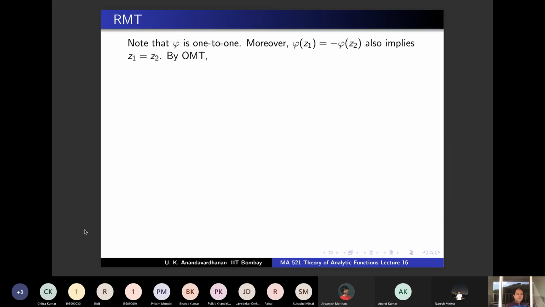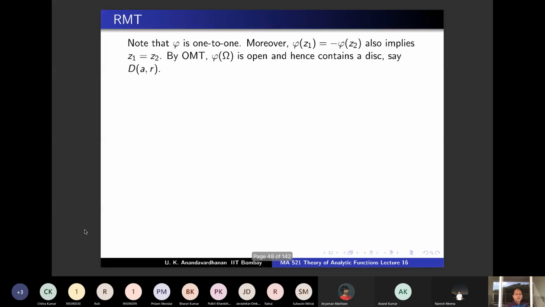By the open mapping theorem, you know that phi of omega is open because omega is open. So phi of omega is open. I'm using the open mapping theorem here, and I have to use it again much later in the next class. Okay, by OMT, phi of omega is open. Therefore, it contains a disk.